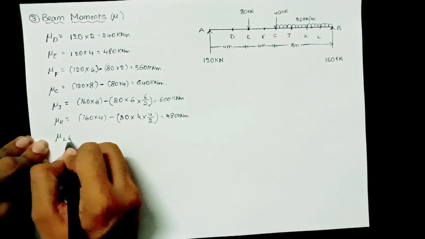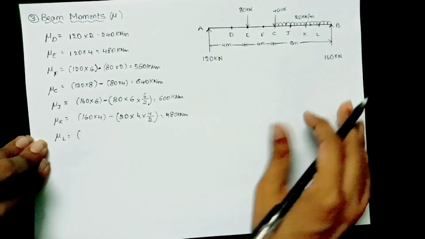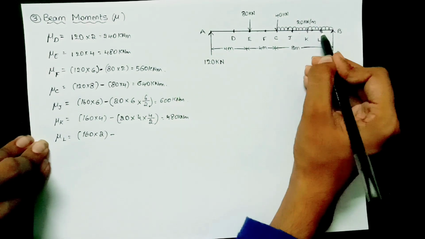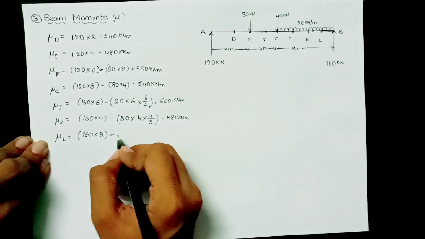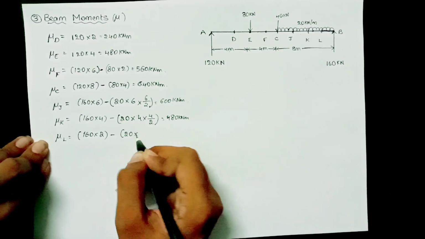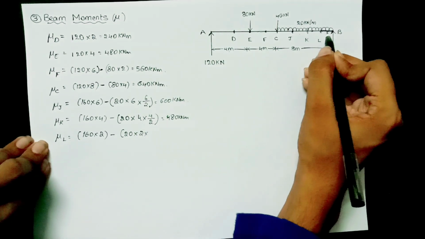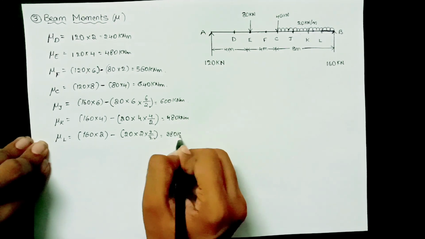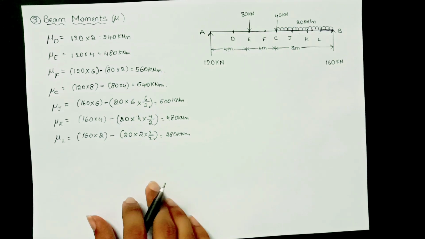Mu L, the next point is mu L. Now again 160 into 2. So 160 into 2 minus, so this portion of UDL is taken. It is a hogging moment, load intensity is 20, the length of UDL is 2 meters and point to center of UDL will be 2 by 2. Now the value is 280 kilonewton meter. So these are the moments which are obtained if I consider the arch as a simply supported beam.